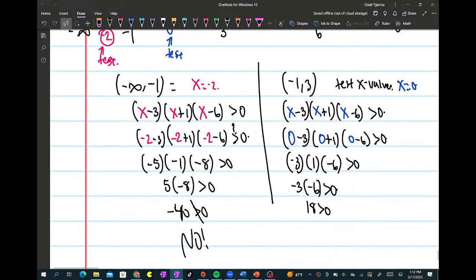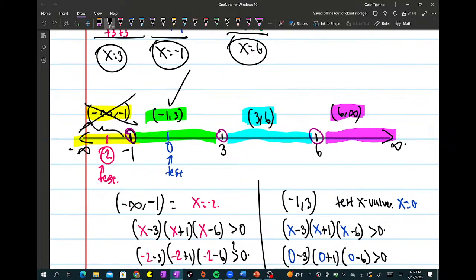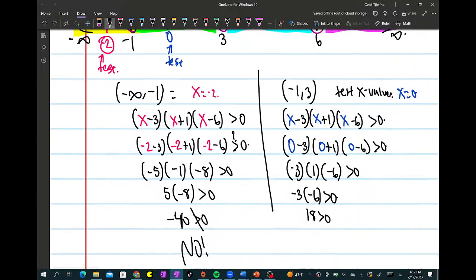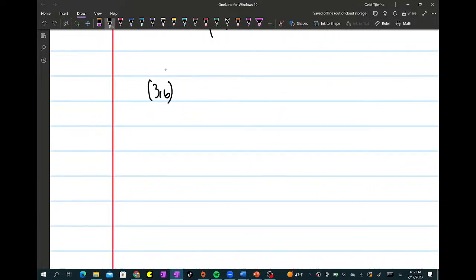So the next one we're going to do is 3 to 6. We're going to do this one. Between 3 and 6, we can pick x equals 4, or x equals 5 too, right? As long as they're between those two parts. We can pick x equals 4 in this case. So we have test x value x equals 4.